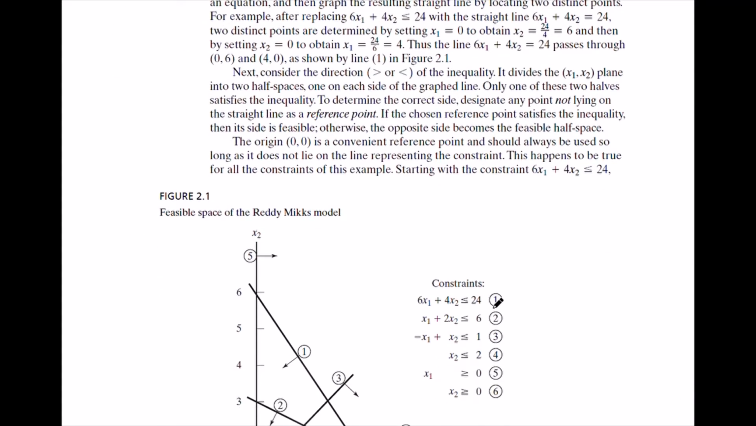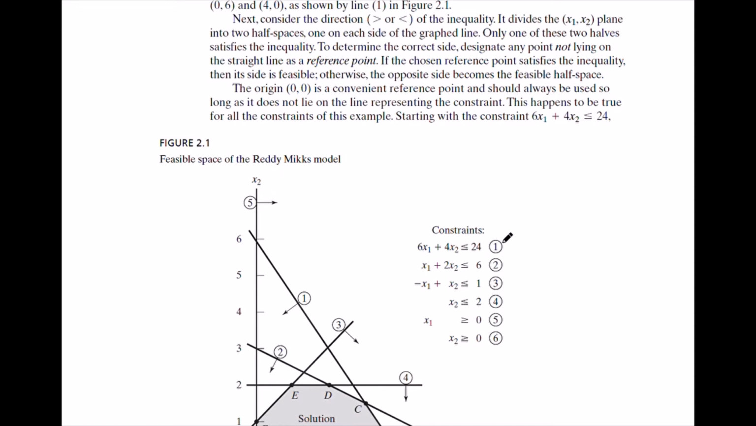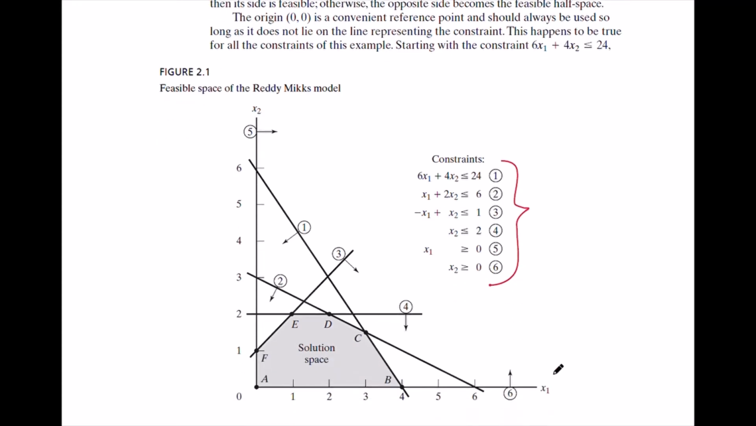Now, whatever constraints we have, we will plot straight lines for them. These are inequalities. Convert them to equalities. Instead of the less than or equal to or greater than or equal to sign, just put an equal to sign and then plot the graph for this equation.